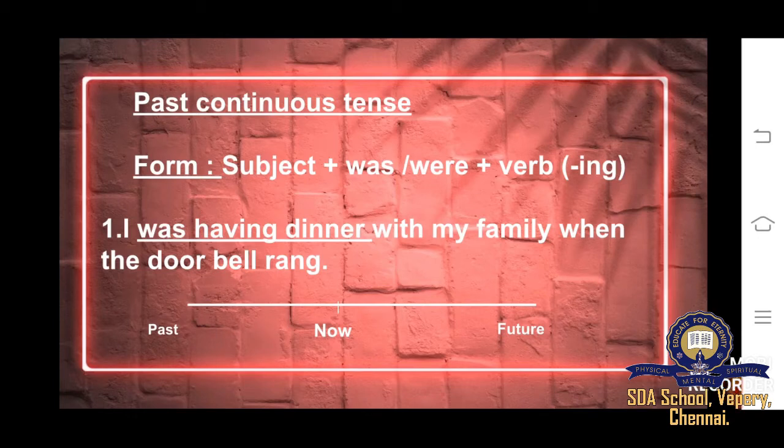So I was in the middle of having dinner and something happened. The doorbell rang. So I had to put down my spoon and fork, get up from my table and go and see who it was. So the past continuous tense talks about an unfinished ongoing action in the past. And normally we also mention another finished action that interrupted it.